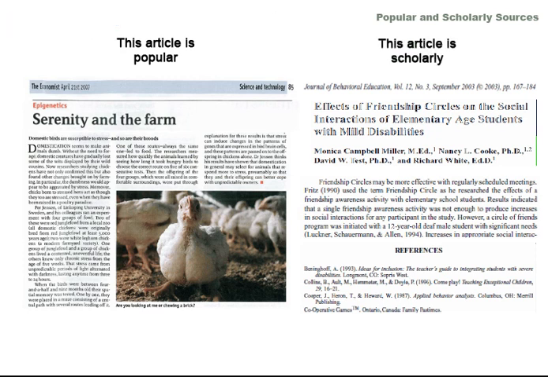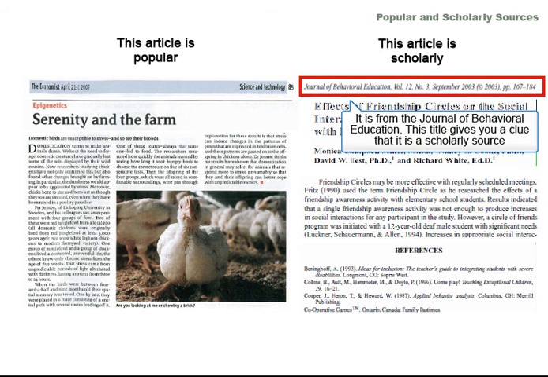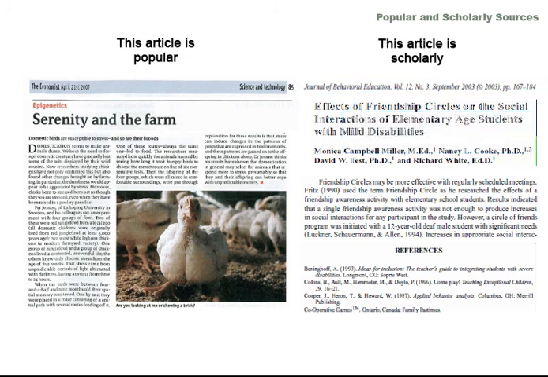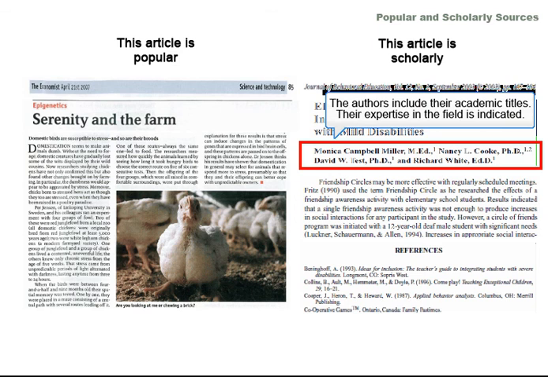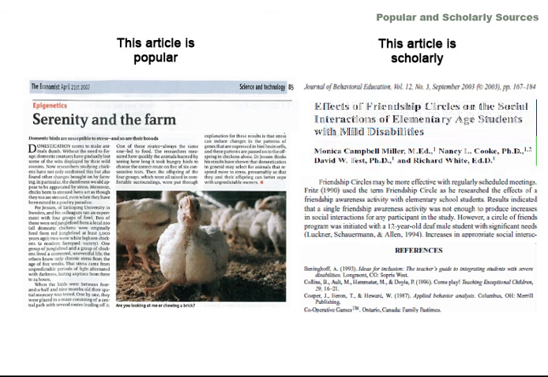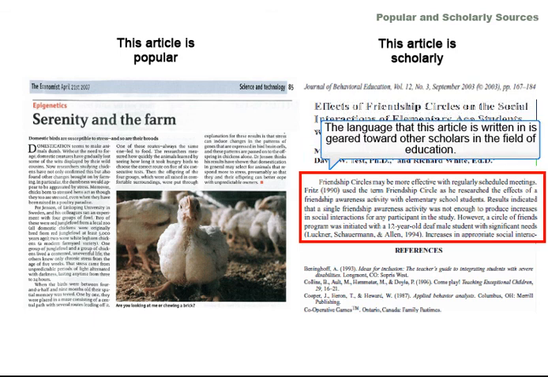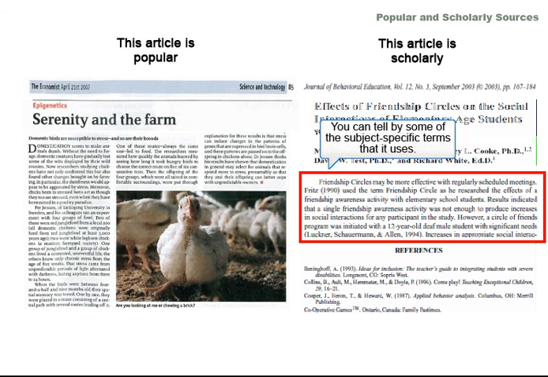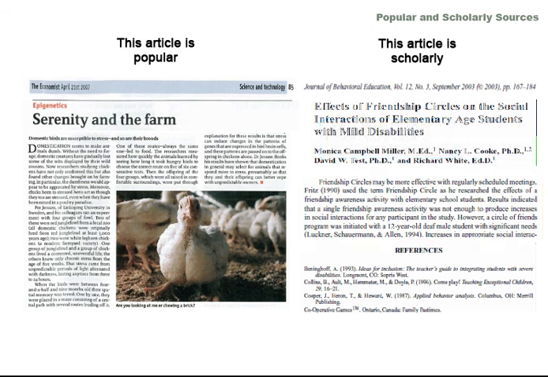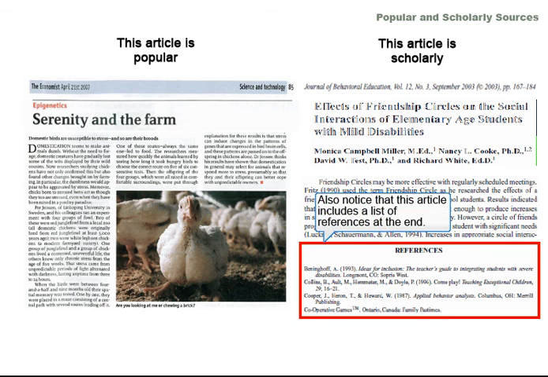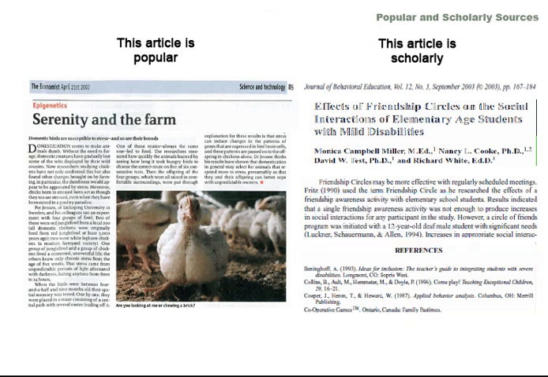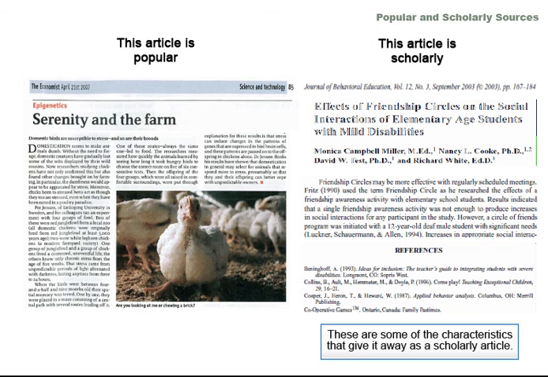The article on the right is a scholarly article. Notice that it's from the Journal of Behavioral Education. The title of this source gives you a clue that it's a scholarly source. The authors cited for this article include their academic titles. Their expertise in the field is indicated. The language that this article is written in is geared towards other scholars in the field of education. You can tell by some of the subject-specific terms that it uses. Also notice that this article includes a long list of references at the end. These are some of the characteristics that give it away as a scholarly article.